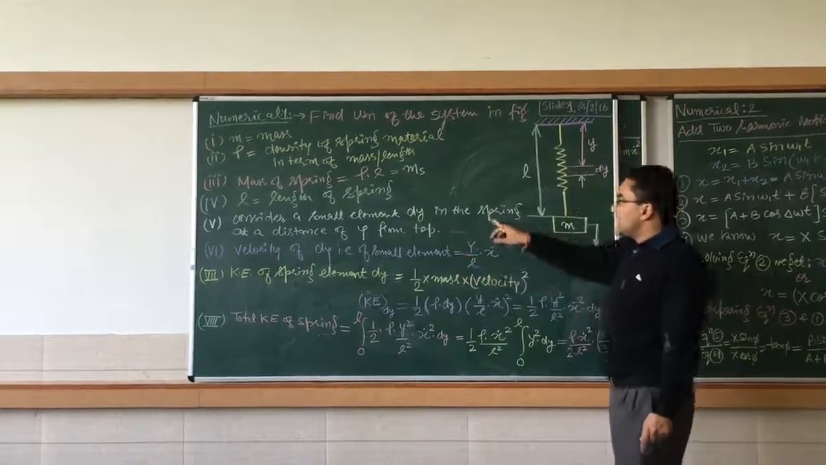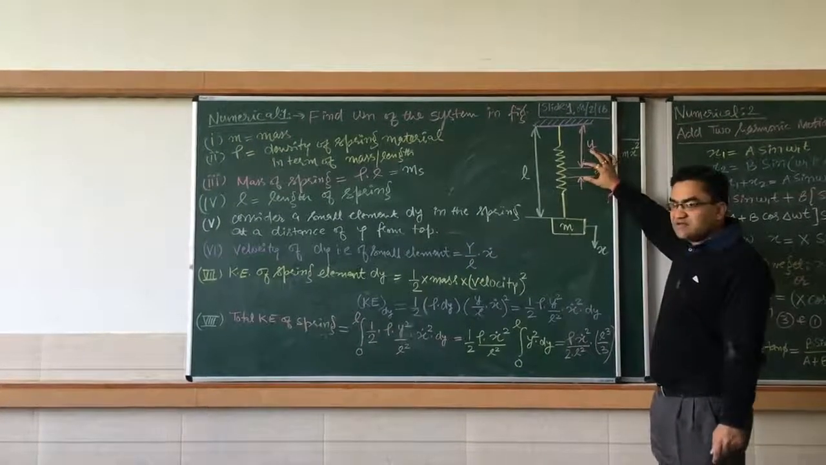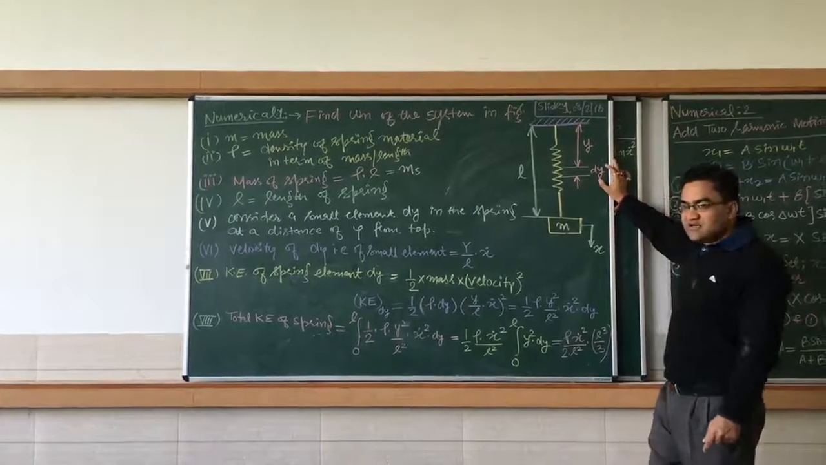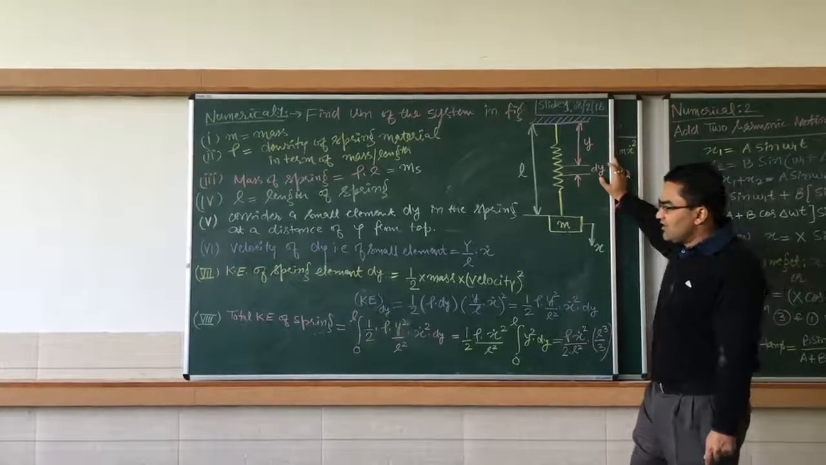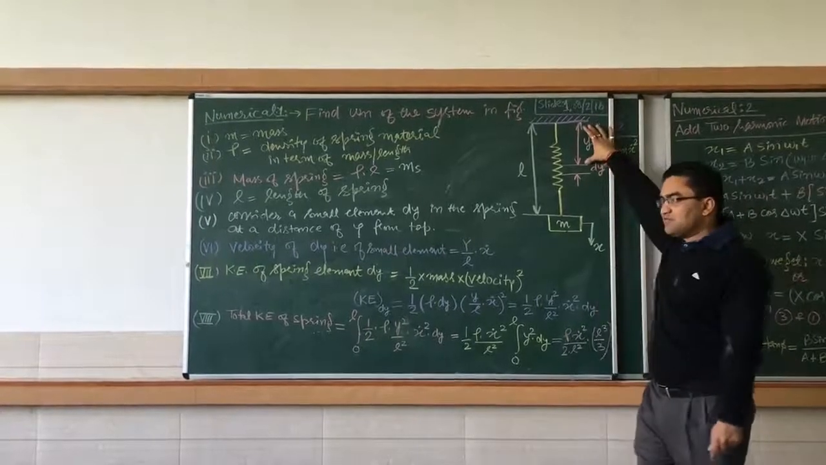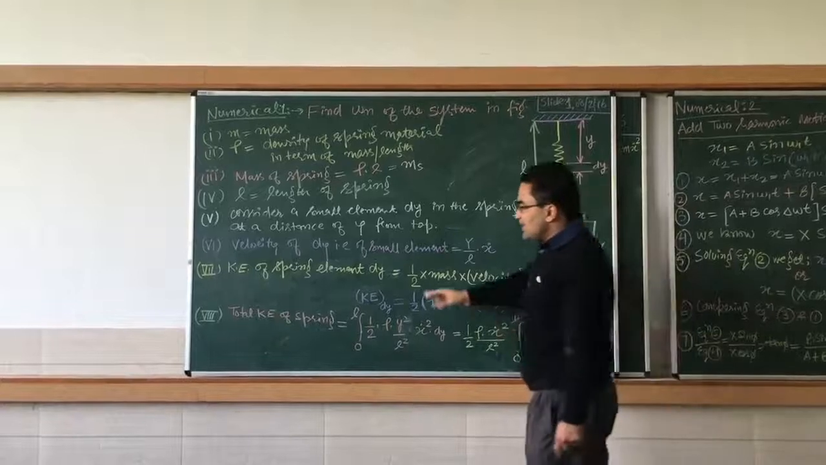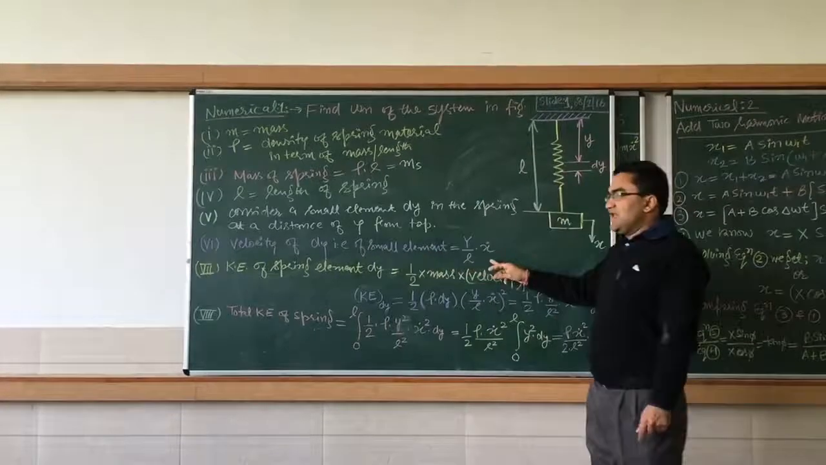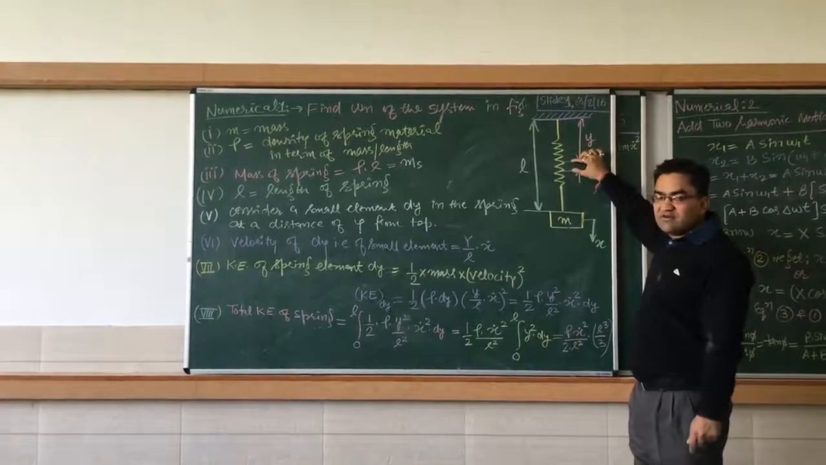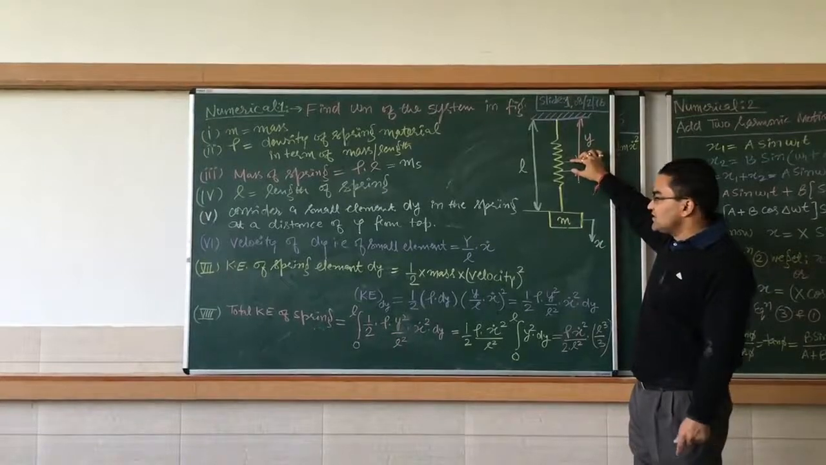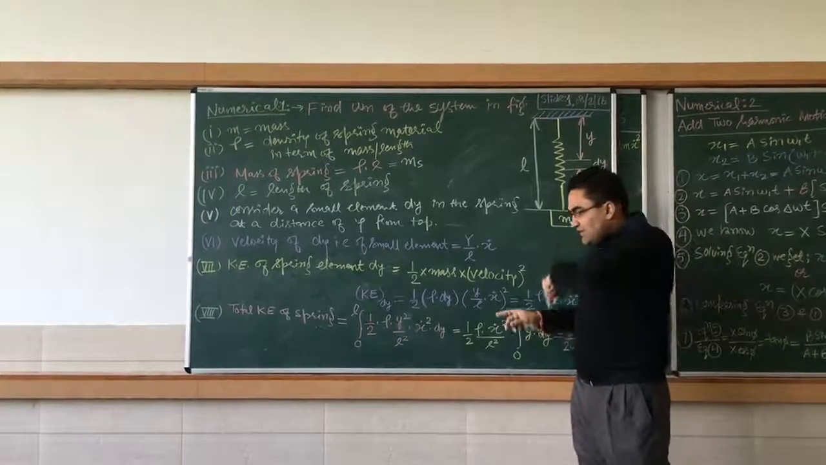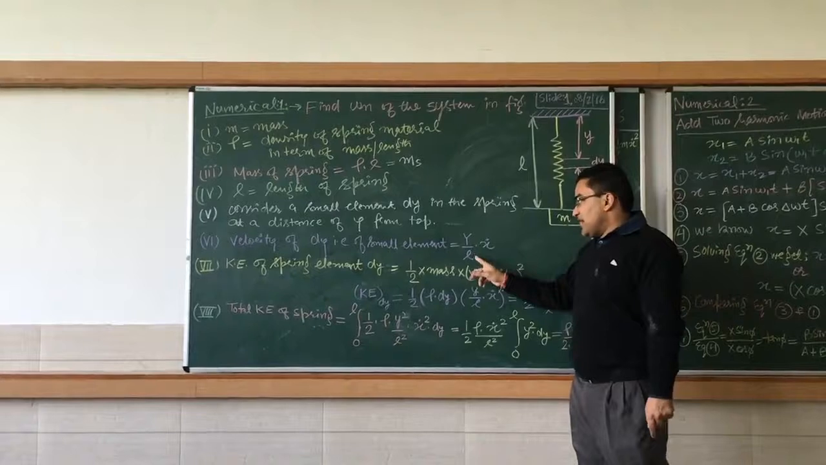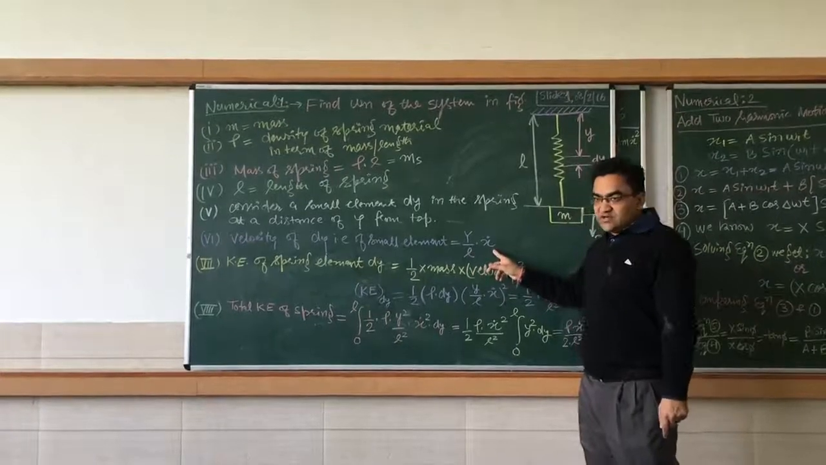Now consider a small element in the spring. This is a small element that we have taken as dy, at a distance of y from the top. Now the next point is the velocity of the small element. If we need to calculate the velocity of this small element, it will be given as y upon l into x dot.